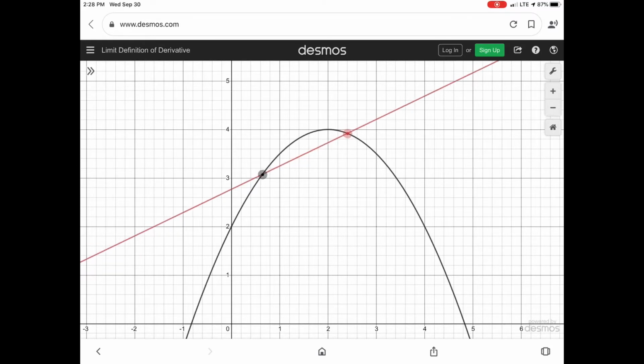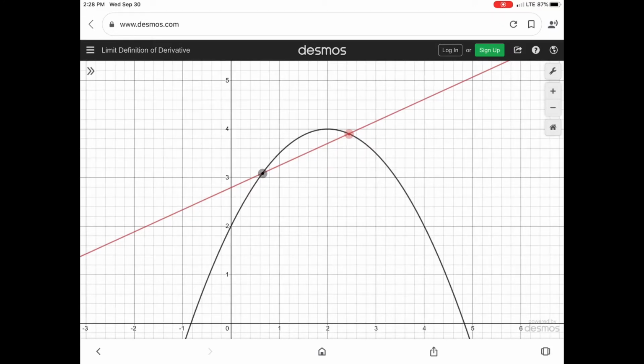This black point right here represents my A. This red point right here represents this point that is h units from A. So if I want to find the instantaneous rate of change at that black point, what I'm going to do with this red point, A plus h, is let that distance between those two points get smaller and smaller and smaller until I no longer work with, remember this term, a secant line. I'm going to be working with the slope of the tangent line.